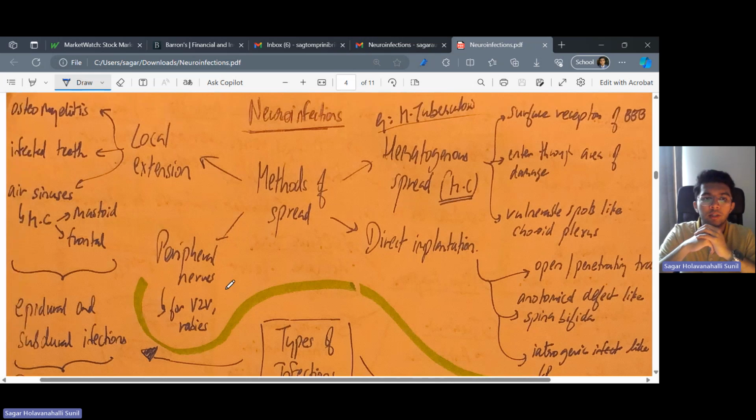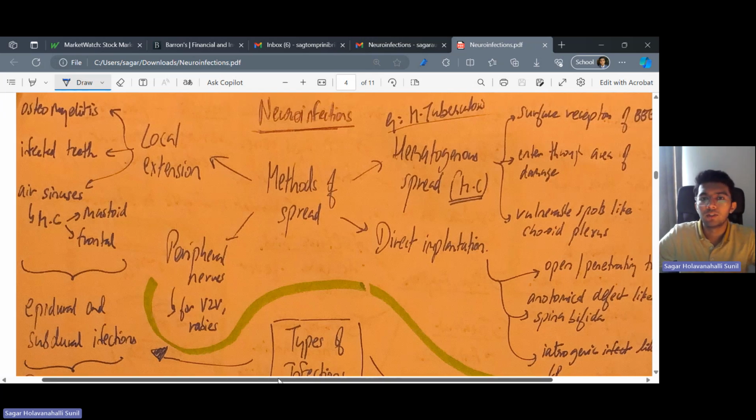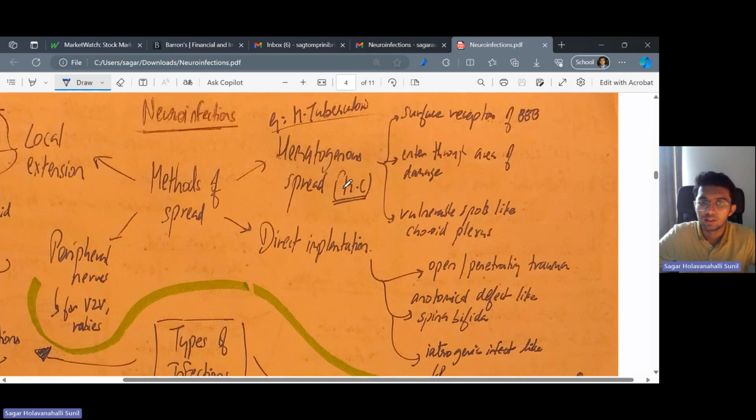Then we have peripheral nerves. There are some microorganisms which can travel through the peripheral nerves, and then they can reach the central nervous system. In hematogenous spread, you could have three main causes. Either there could be some surface receptors of the blood-brain barrier to which the microorganisms can attach, or there can be damage to the blood-brain barrier, and therefore the microorganisms can enter through it. Or the third one could be the fact that the choroid plexus is usually more vulnerable. If the microorganisms can get into the choroid plexus, then they can jump into the ventricles.